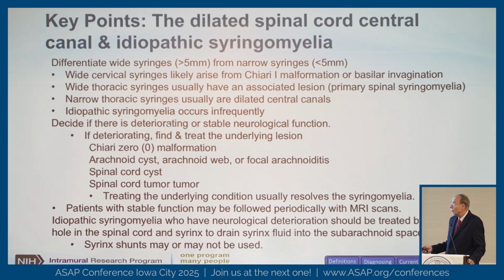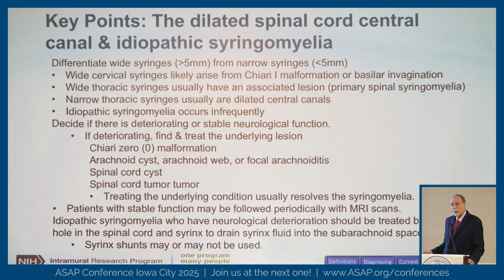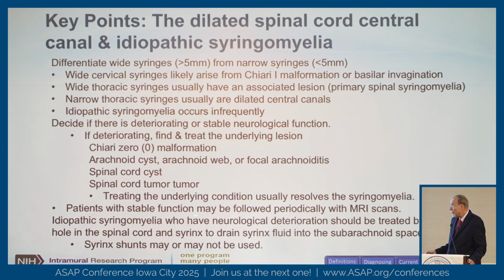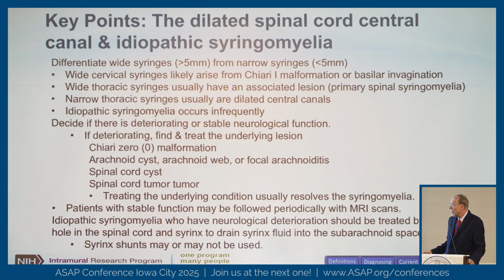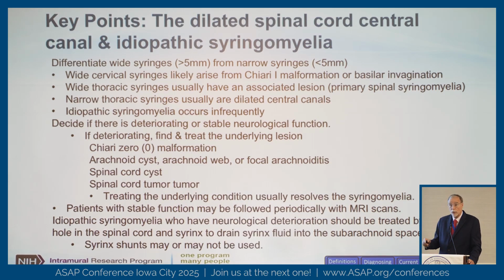If you're deteriorating, you should seek treatment. You might have a Chiari 0, arachnoid cyst, or spinal cord tumor, so you want to treat the underlying condition. If you have stable function, you should probably be watched by MRI scans. But if you start having neurological deterioration, you can be treated. And if you can't find a cause, you put a hole in the spinal cord. And sometimes you put a syrinx shunt in after you put the hole in the spinal cord for drainage.